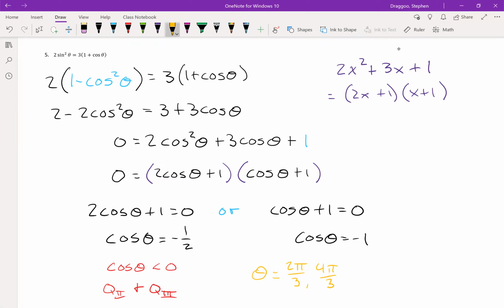From the right equation, I get that cosine theta is equal to negative 1, and that only happens at one angle on the unit circle. It's 3 pi over 2. Nope, try again. It's pi. Yeah, I'm not very good with numbers. All right, cool. So theta could be any one of these 3 angles: 2 pi over 3, 4 pi over 3, or just simply pi.